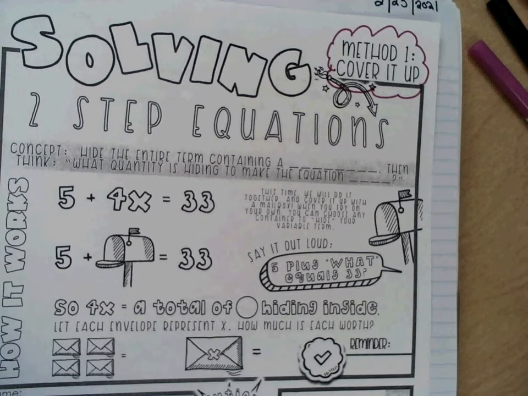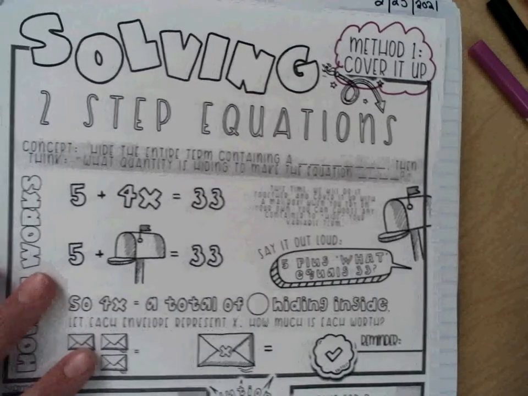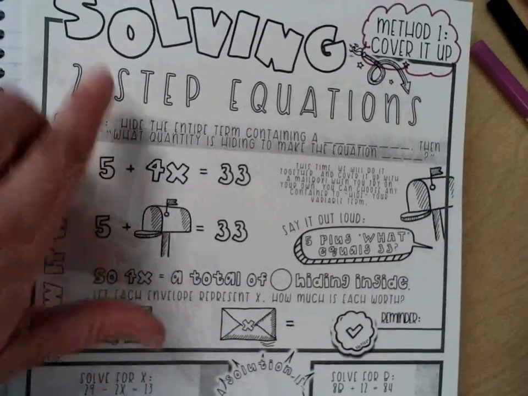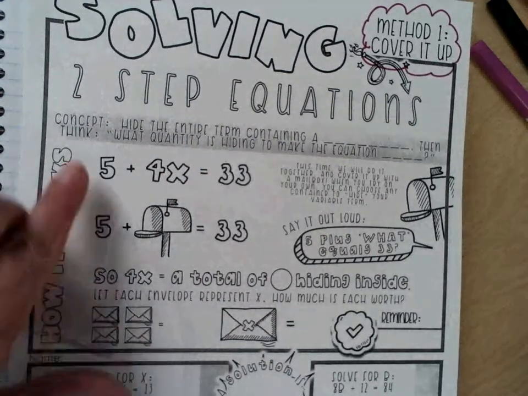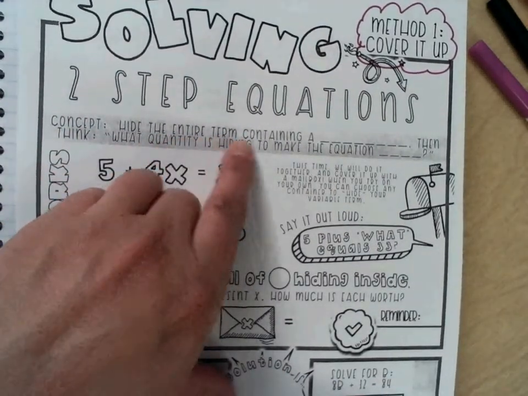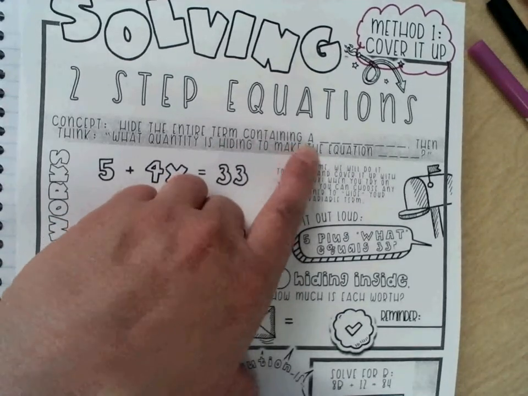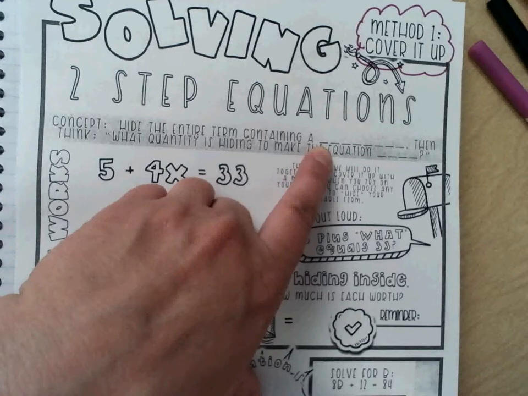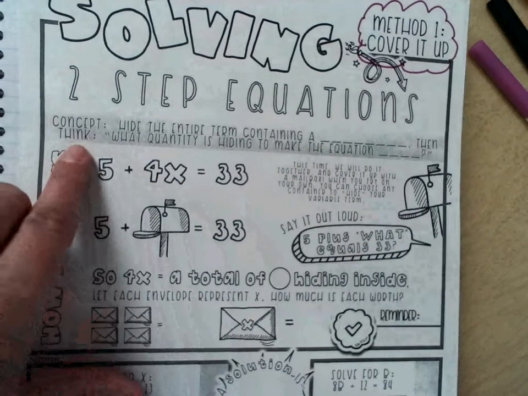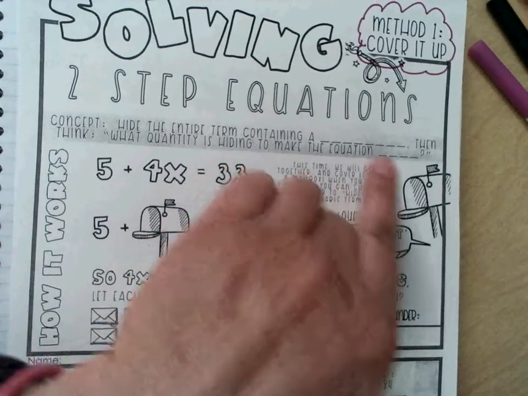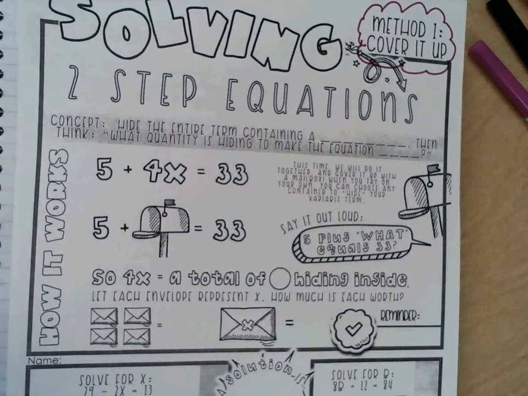Okay, so method 1, and guys, this is going to be a listening activity. Okay? You're going to fill in the blanks. I'm not going to write it all out for you. So, solving two-step equations. The concept is to hide the entire term containing a variable, V-A-R-I-A-B-L-E. Then you think, what quantity is hiding to make the equation true, T-R-U-E. Okay, so that's that blank and that blank.